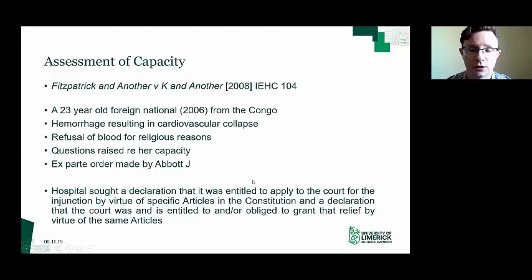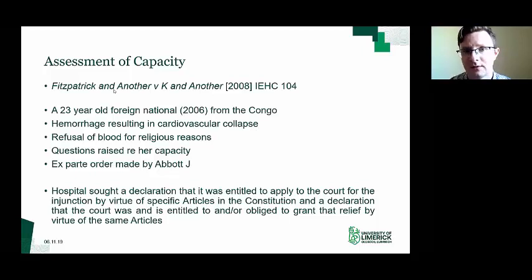the case of Fitzpatrick and Kay is set out on the current slide. So it's a case from 2008, came before the High Court. For our purposes, this is a case which demonstrates the presumption of capacity, and it also details issues relating to an assessment of capacity. The factors that it sets out in relation to the assessment of capacity are simplified and shortened to some degree in the HSE consent policy, and that's set out in about 2 slides' time.